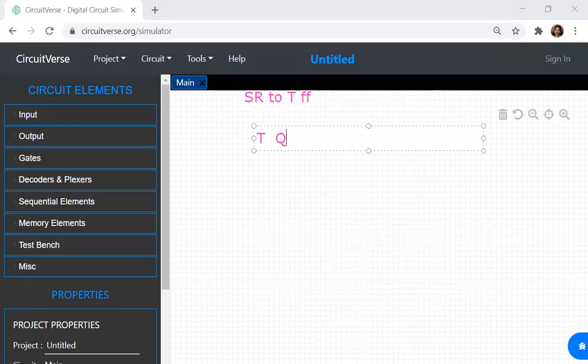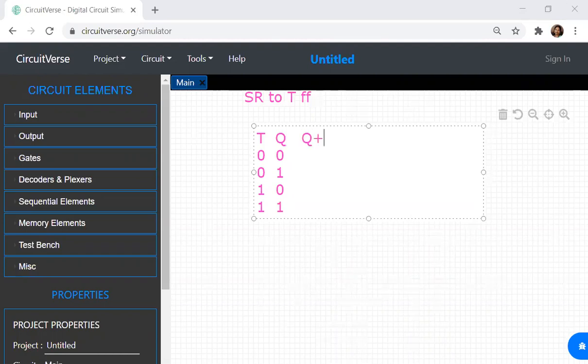So the combinations will be 0 0, 0 1, 1 0 and 1 1, since it's the present state. Now what is the next thing you have to write? We have to write the Qn, that is the next state. I will write it as Q plus. If T is 0, what will be the next state? For a T flip-flop, if T is 0, the next state will be the previous state itself.